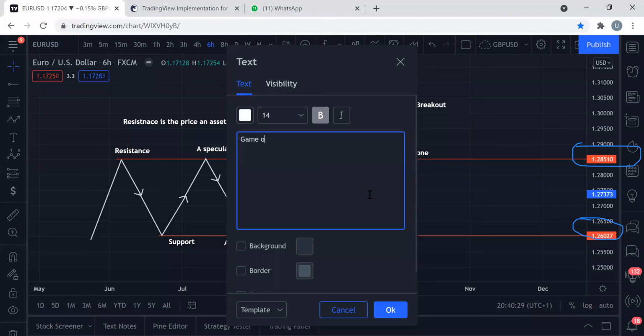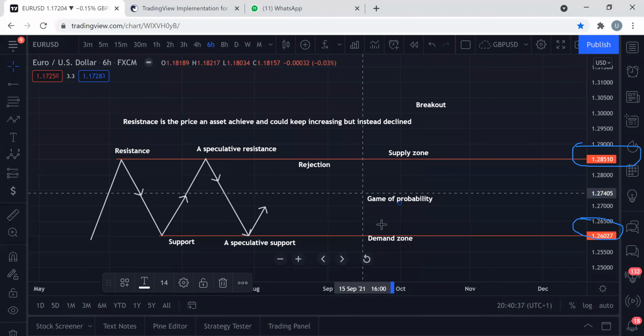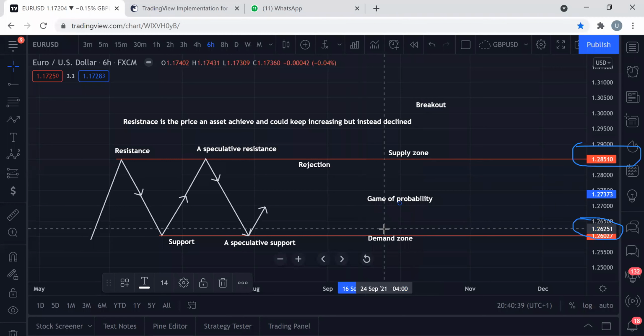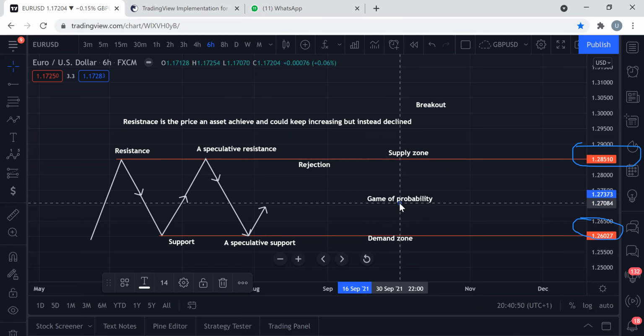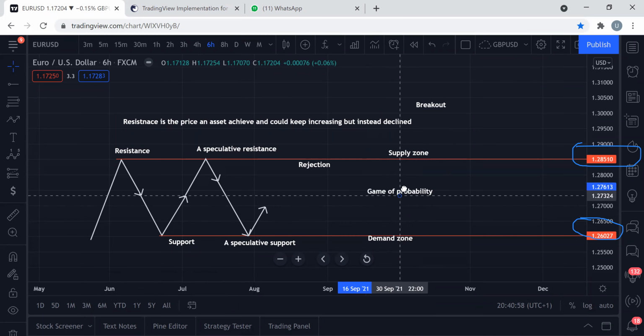Game of probability. And that is what forex is. Forex is a game of what? Game of probability. There's nothing that is 100% sure. If anyone tells you that they have a strategy that works 100%, they are lying to you. Nothing works 100%. You can only have something that works 70%, 65%, 80%, but nothing works 100% of the time. You understand? So forex trading is a game of what?